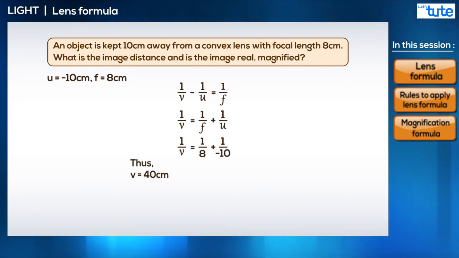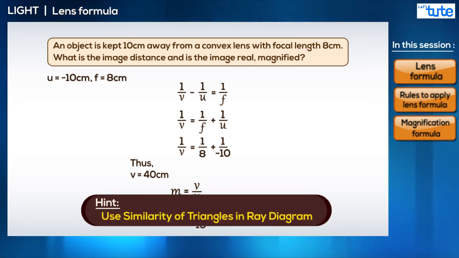Thus, the image is real as it is formed to the right of the lens and is 40 centimeters away from the lens. The magnification is found by dividing image distance by the object distance, and thus we get magnification m is equal to minus 4. Thus, the image is magnified and inverted, real, and 40 centimeters away from the lens. Well, hopefully you understood everything about this formula. The hint for finding the magnification formula is use similar triangles.